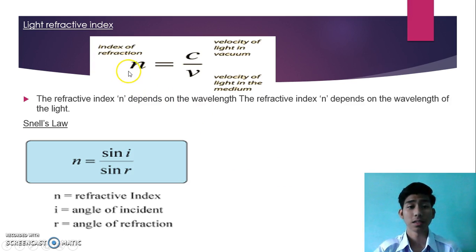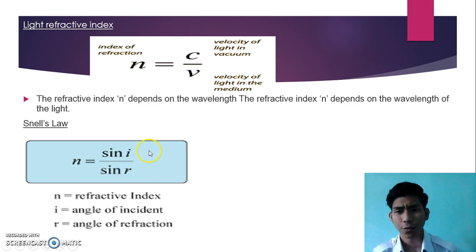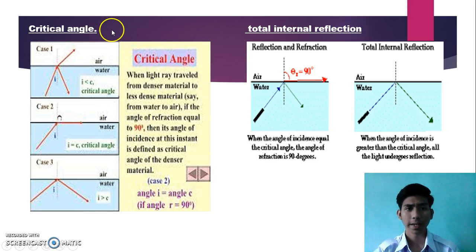Light refractive index. This is the formula: n is the index of refraction, equal to c, the velocity of light in vacuum, over v, the velocity of light in the medium. Snell's law. The formula of Snell's law is n equals sin i over sin r, where n is the refractive index, i is the angle of incidence, and r is the angle of refraction. Critical angle. You can see from my slide, this is total internal reflection. You can read it.